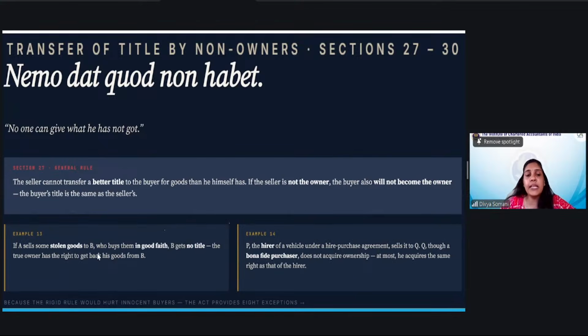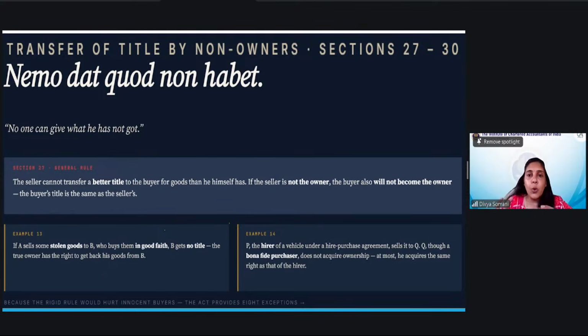B gets no title, even though B says that I did not have any idea that these were stolen goods or whatnot. What is my fault in that? I have already made the payment. I should get the goods for which I have made the payment. In that case also, he will not get the ownership because the goods do not belong to the person from whom you are receiving them. So, therefore, it is very important to understand that the seller, if he himself is not the owner, cannot pass on the title to the other person.